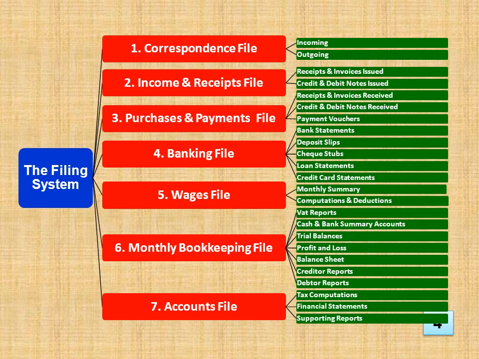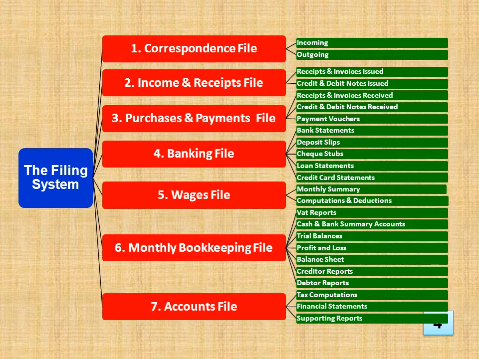1. The correspondence file for incoming and outgoing letters. 2. The income and receipts file for receipts and invoices issued, plus credit and debit notes issued. 3. The purchases and payments file for receipts and invoices received, credit and debit notes received, plus payment vouchers.